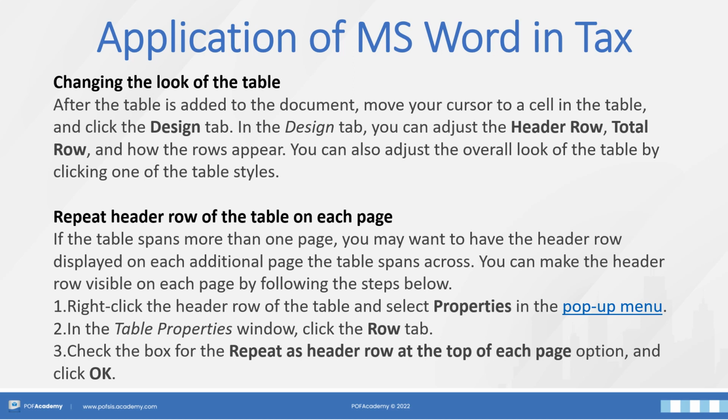Next, if you wish to repeat the header row of the table on each page, if the table spans more than one page, you may want to have the header row displayed on each additional page the table spans across. You can make the header row visible on each page by following the steps below. First, right-click the header row of the table and select Properties in the pop-up menu. Second, in the Table Properties window, click the Row tab. Then last, check the box for the Repeat as Header row at the top of each page option and click OK.